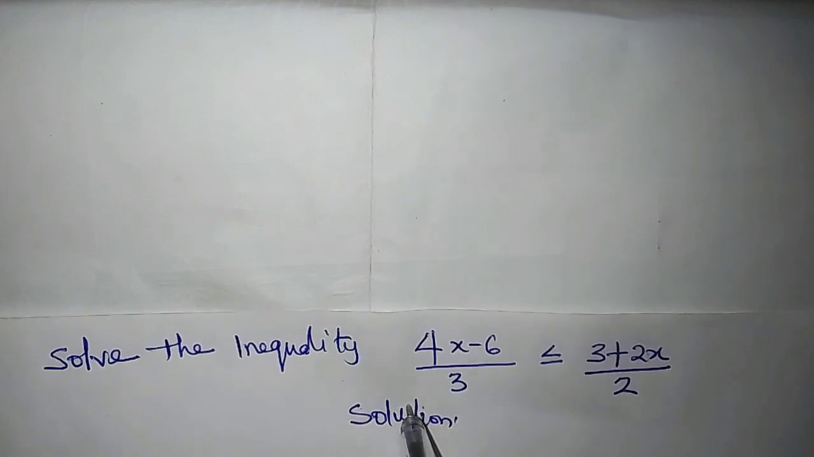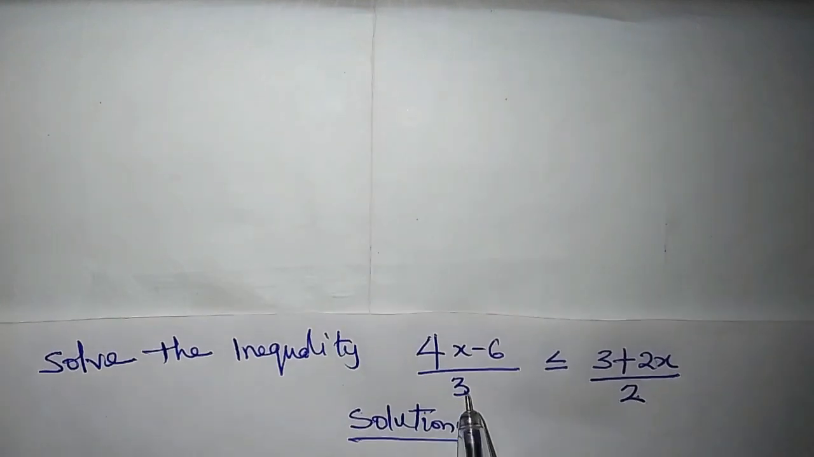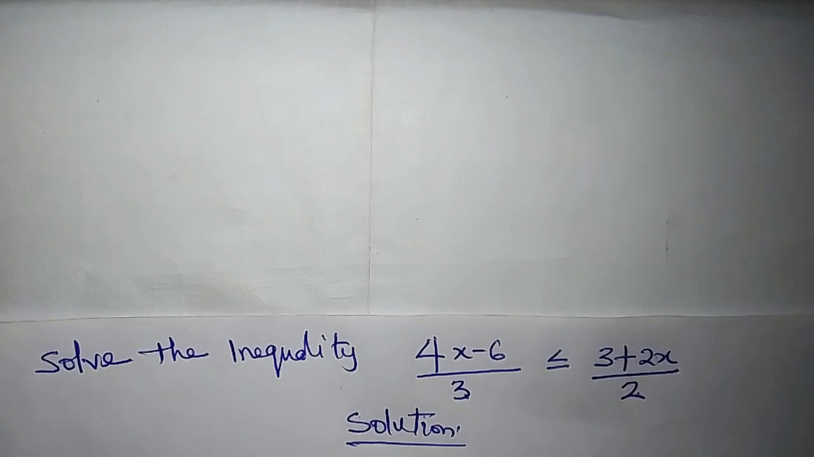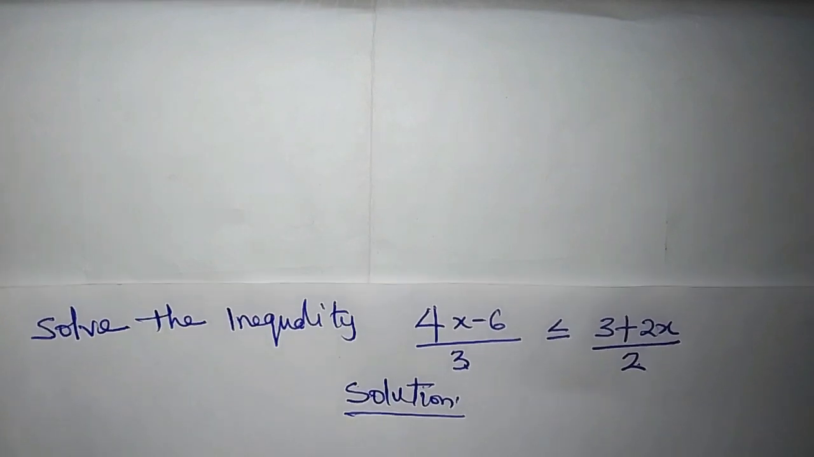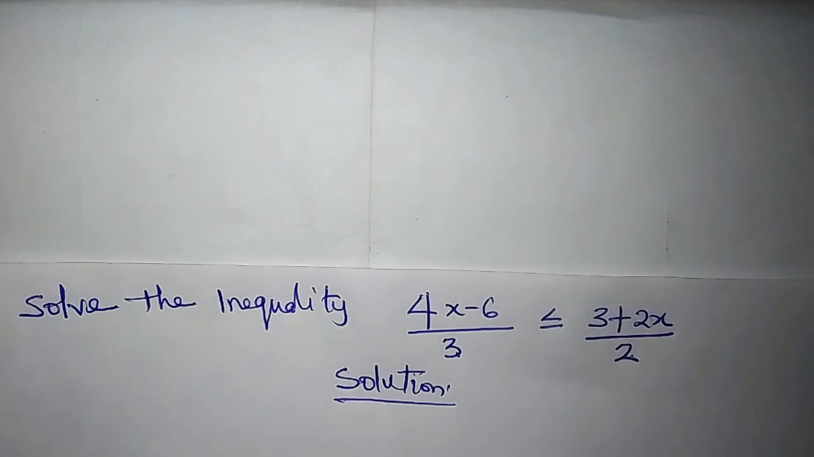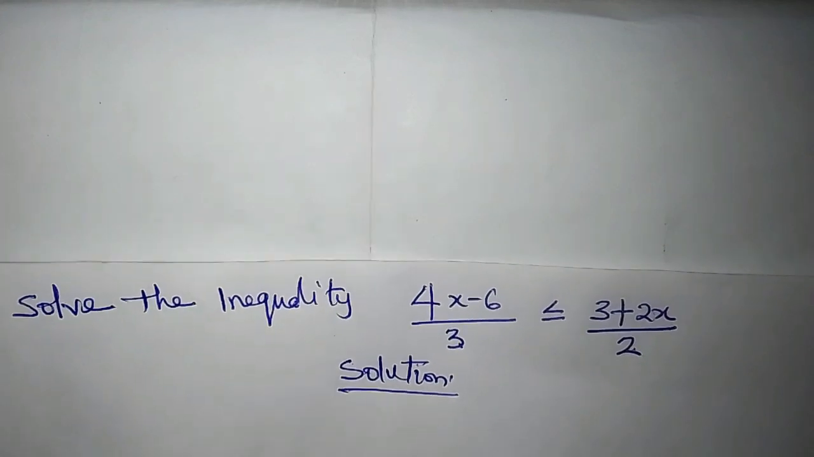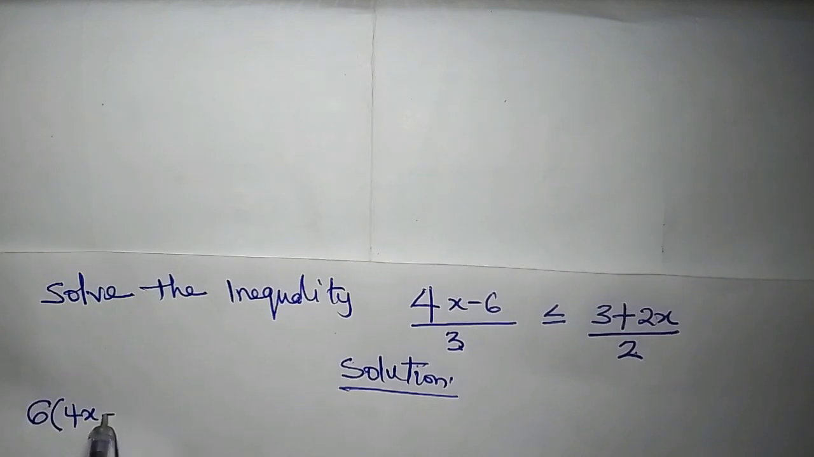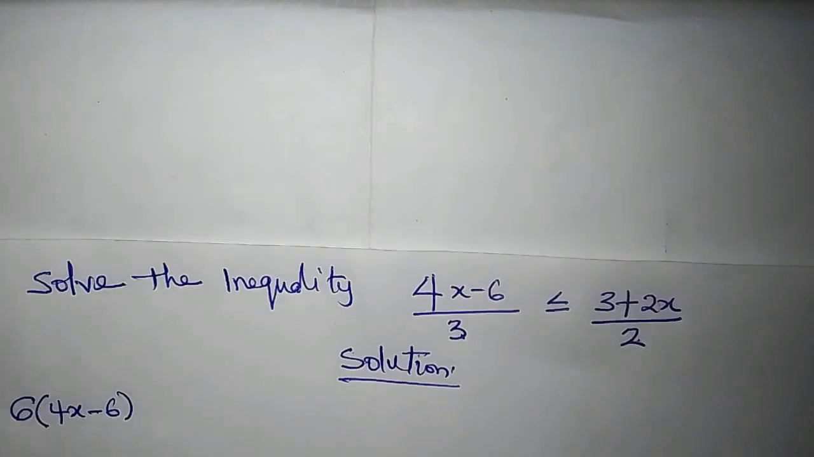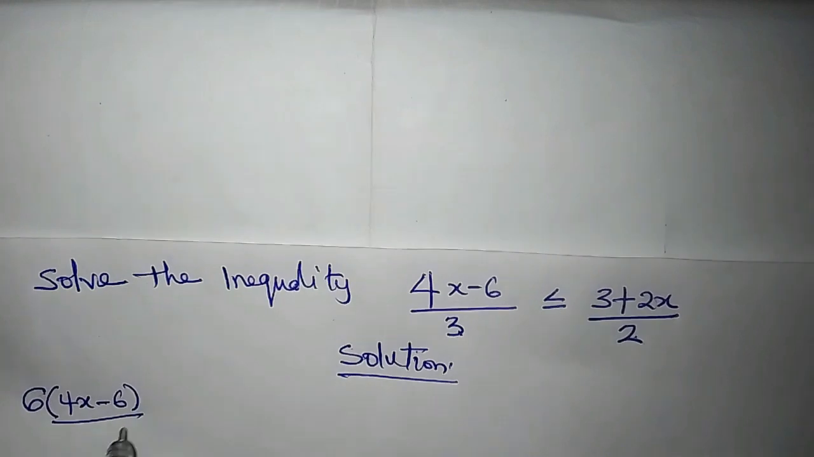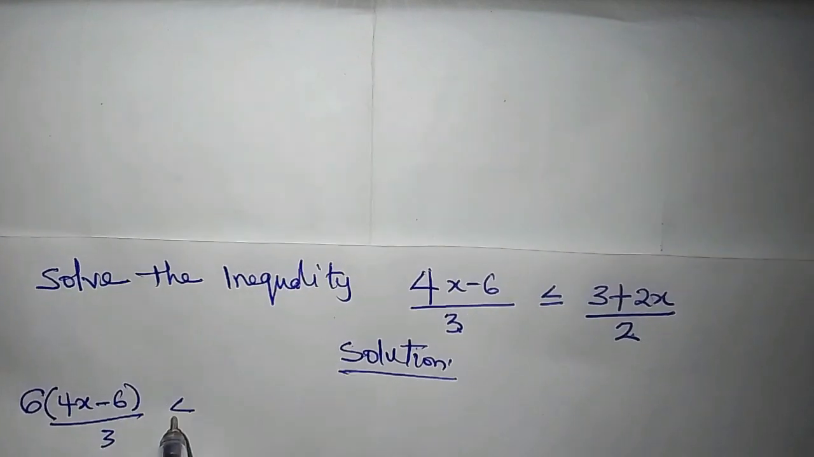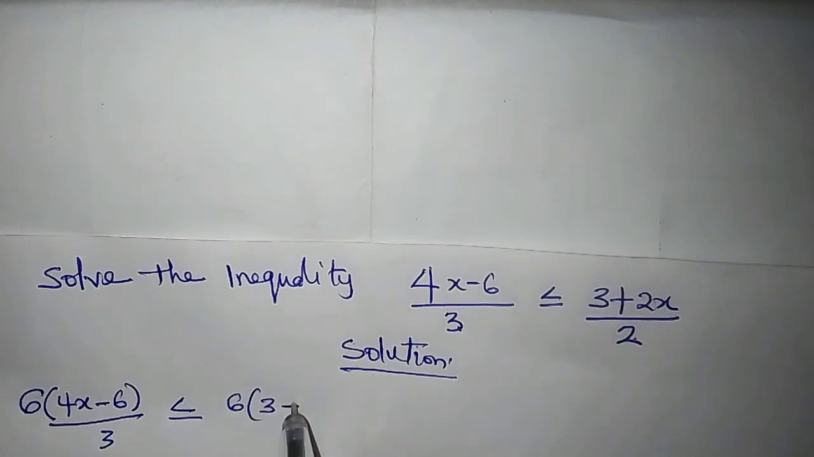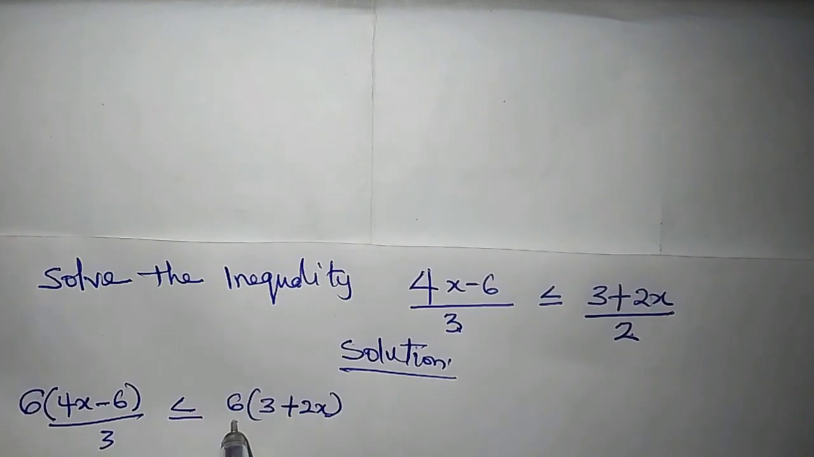Solution. The LCM of 3 and 2 is 6. So I will use 6 to multiply both sides of the inequality. So this is it: 6 times (4x minus 6) over 3, which is less than or equal to 6 times (3 plus 2x) all over 2.